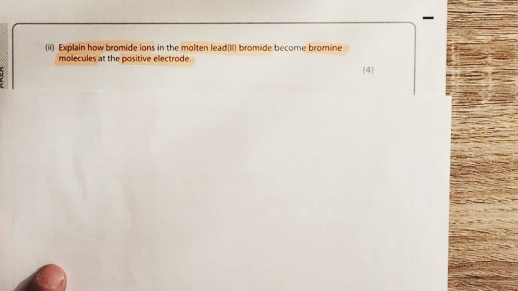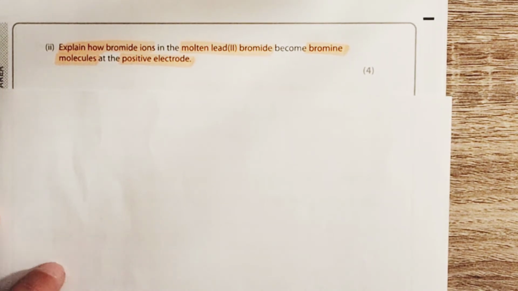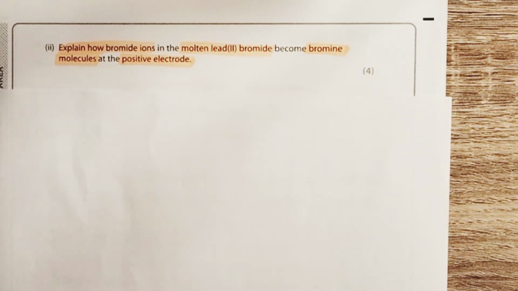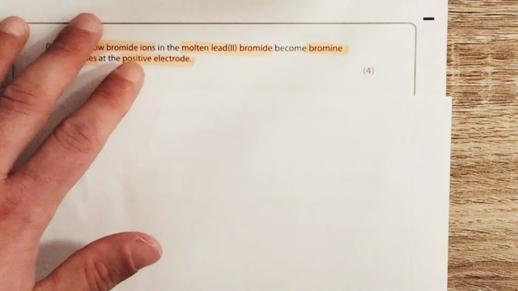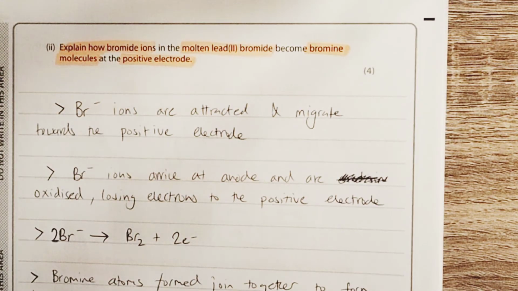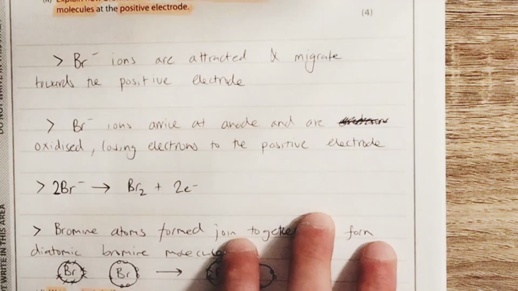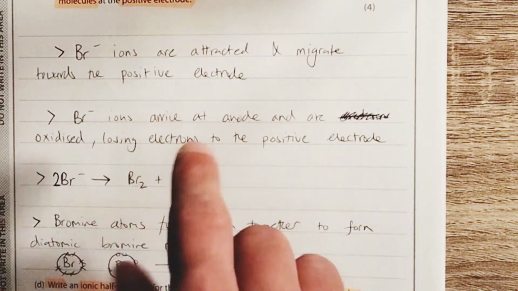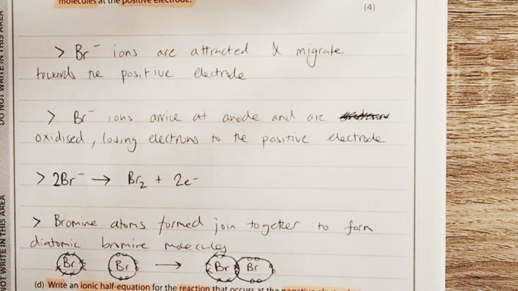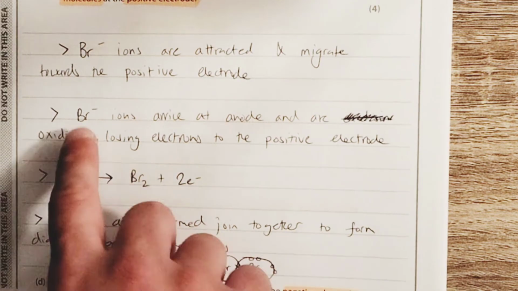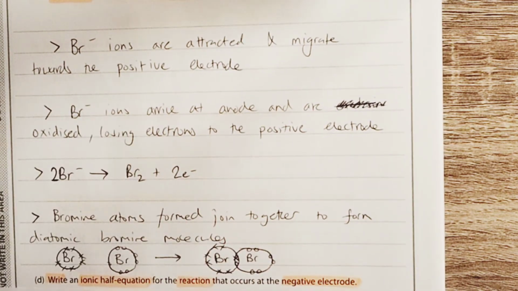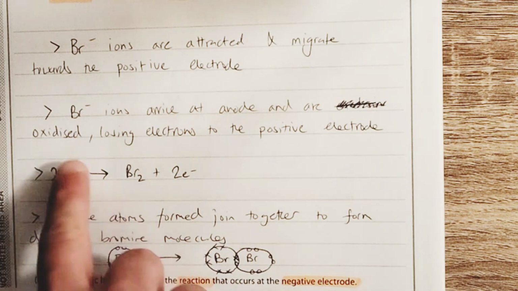Next, we're being asked to explain how bromide ions in the molten lead bromide become bromine molecules at the positive electrode. How does that process take place? Well, think about it like this. The bromide ions are negative. They are going to be attracted towards and migrate towards the positive electrode, known in this case as the anode. Once those negative ions arrive at the anode, they're going to be losing their electrons to that positive electrode. This is known as oxidation.